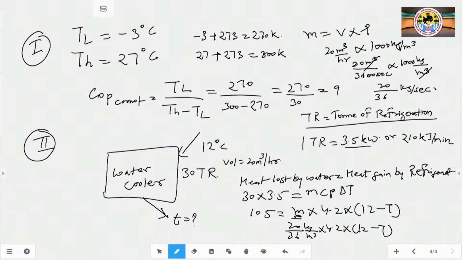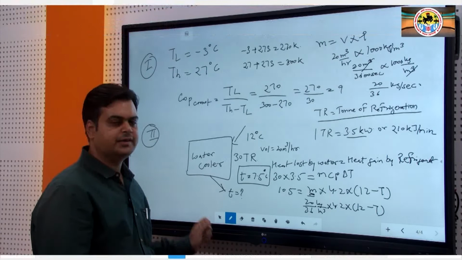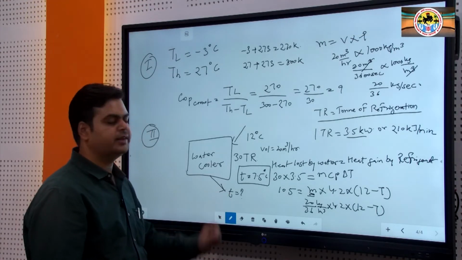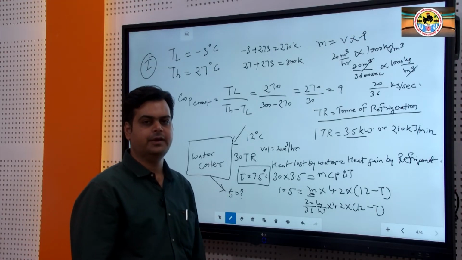The answer comes from that expression: temperature T is equal to 7.5 degree centigrade. So this is the temperature of water coming out of the water cooler. It enters at 12 degree centigrade and after cooling leaves at 7.5 degree centigrade.